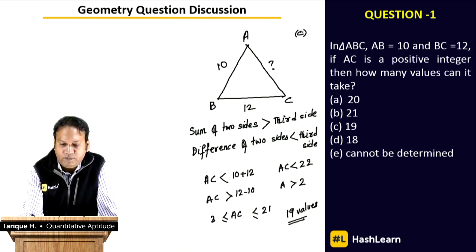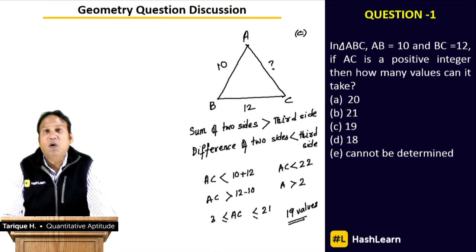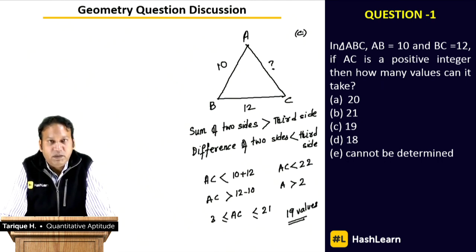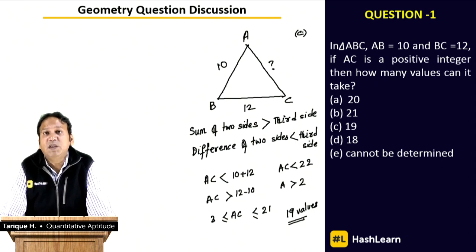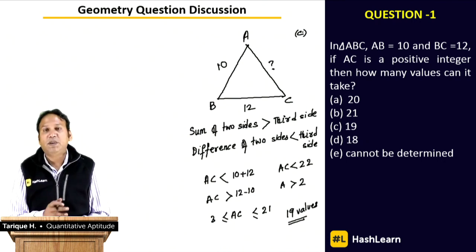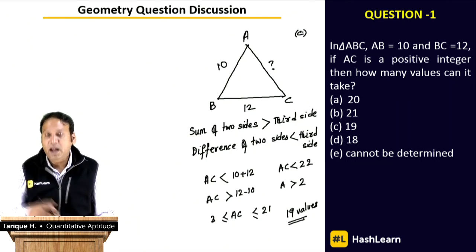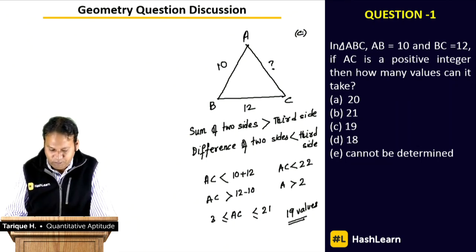1 is C. And this is an important concept of geometry, an elementary concept, that the sum of two sides of a triangle will always be greater than the third side, and that the difference of two sides will be less than the third side. Okay, done. The first question and the first concept that we have discussed with the question number 1 here is done. Let's move on to question number 2.